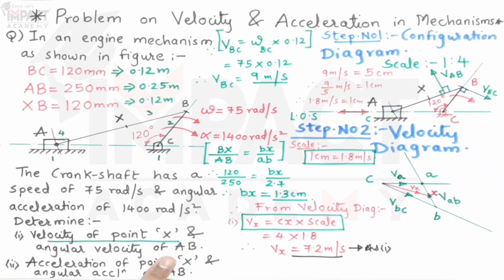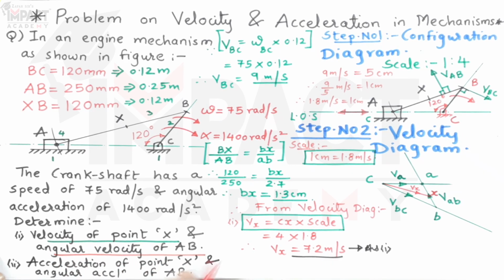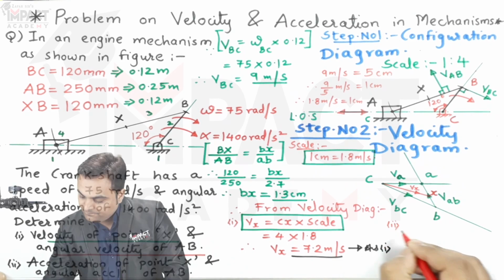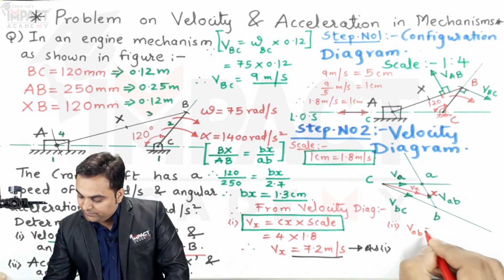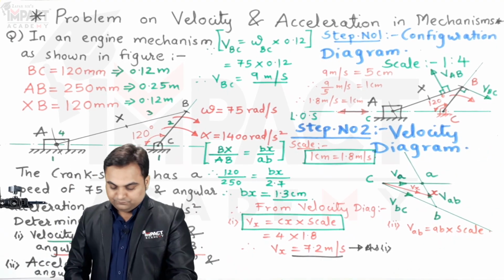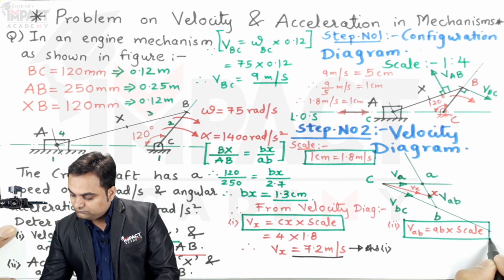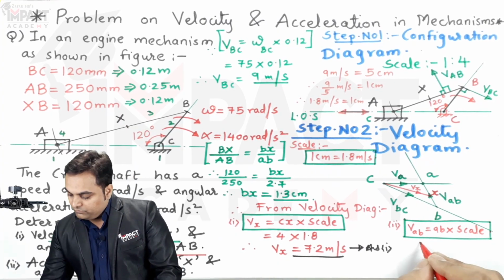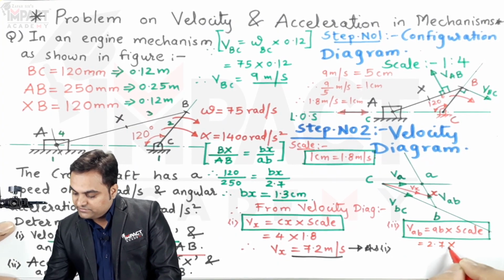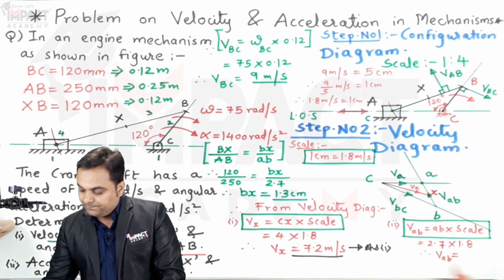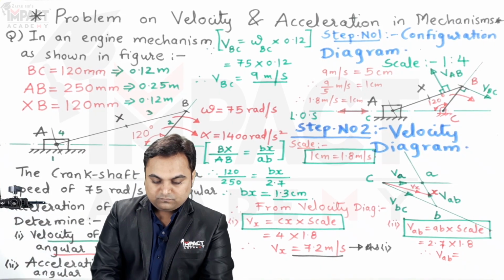After that, we have to find out angular velocity of AB. To get angular velocity of AB, first we would require the linear velocity of link AB. So similarly, I can say that the velocity of link AB is this AB distance multiplied by scale. Now AB distance already we have measured, it is 2.7. So 2.7 into the scale is 1.8. So therefore VAB comes out to be 4.86 meter per second.